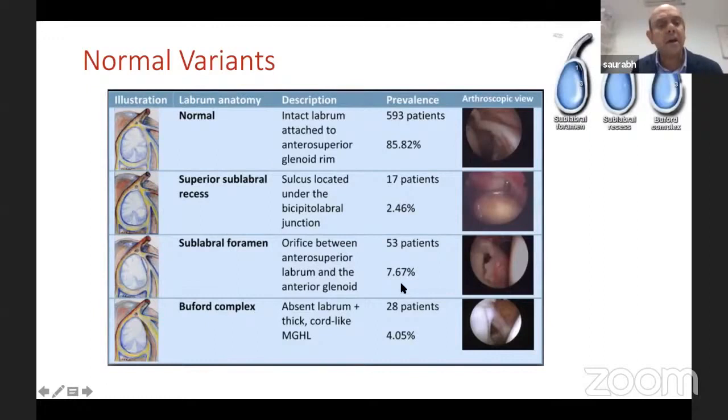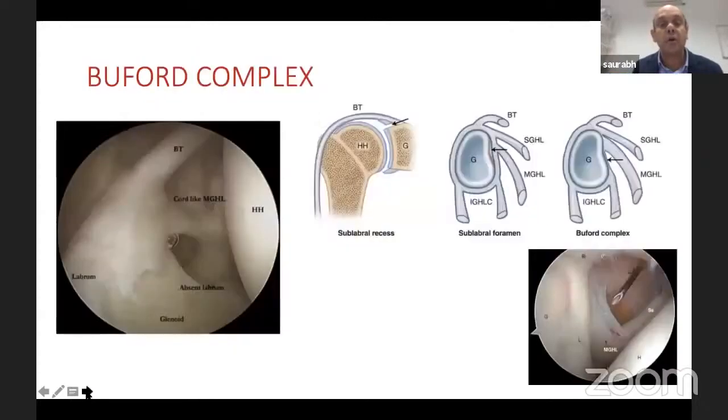Similarly, around 7.5% will have a sublabral foramen, which is what we had in our case, because your cartilage on the anterior glenoid was all pristine. Finally, the Buford complex, which again you will see in 4%. But if I take you to the next slide, I can explain Buford complex a lot better. So now, remember this picture which I showed you in the previous slide. So that's your normal labrum.